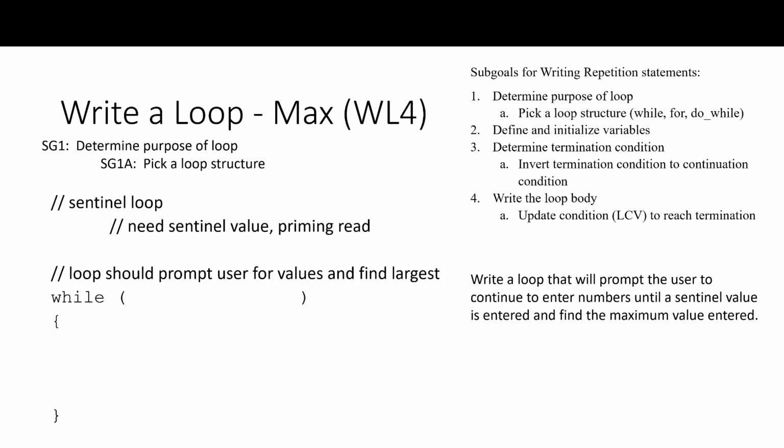Subgoal 1 is to determine the purpose of the loop. We know because of the instructions that we want the user to enter values until a Sentinel value is entered. Whenever it says a Sentinel value, you typically want to use a Sentinel loop, which means it should be a while loop, which is the most general purpose type of loop. Notice that we have the comments that we're going to use a Sentinel loop, which means that we need to have a Sentinel value and have a priming read before the loop begins. Then the loop should prompt the user for the values and find the largest.